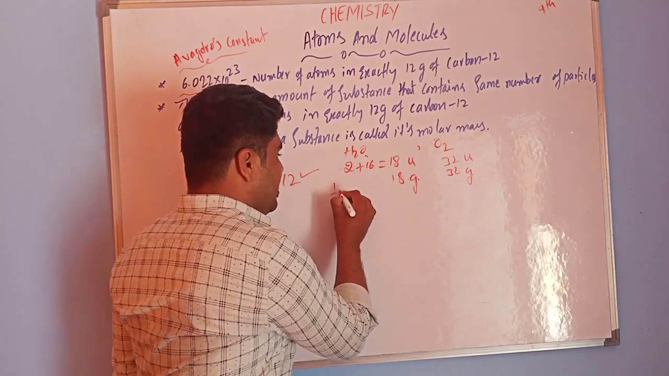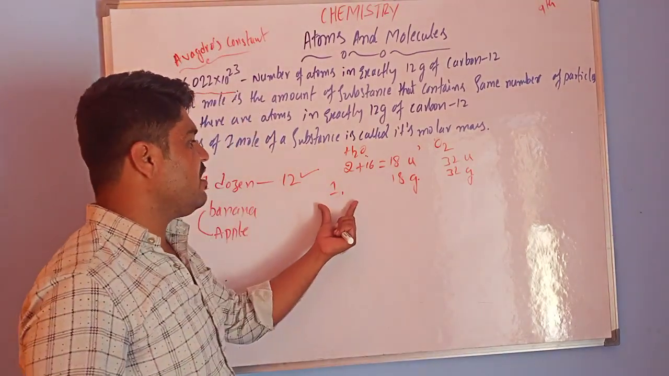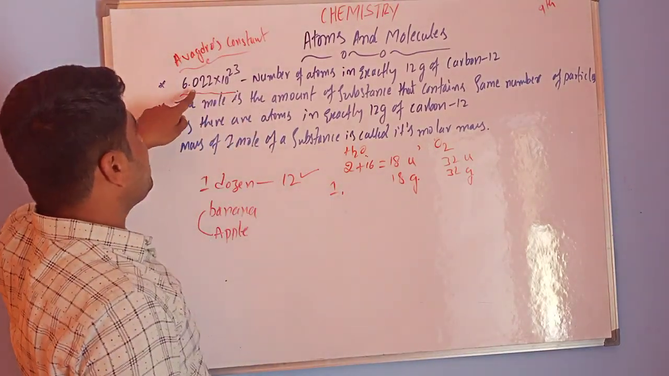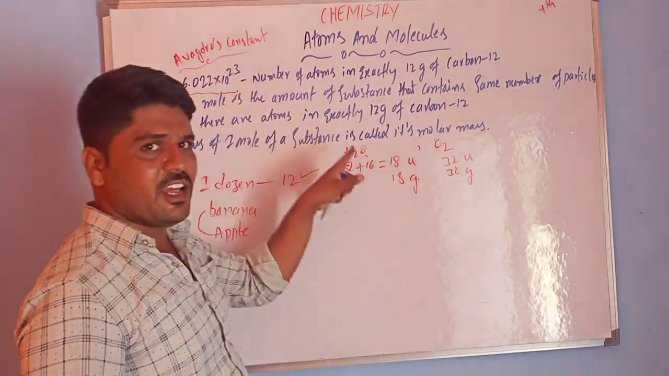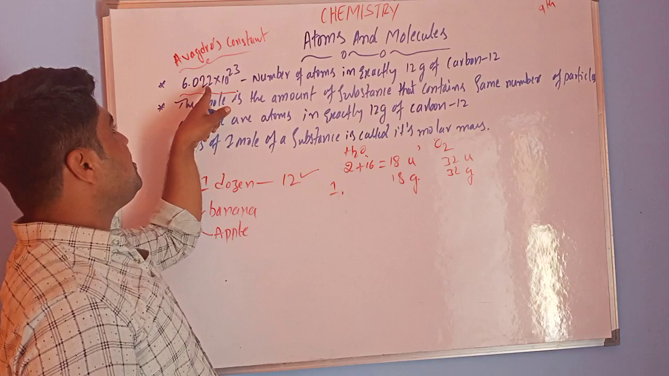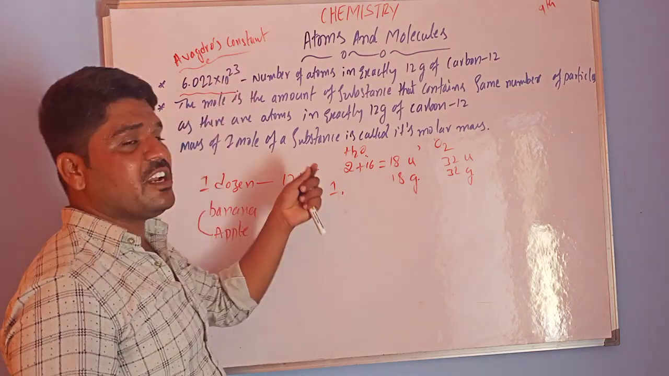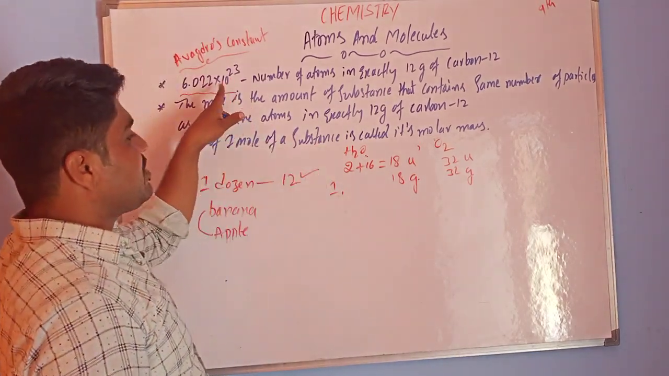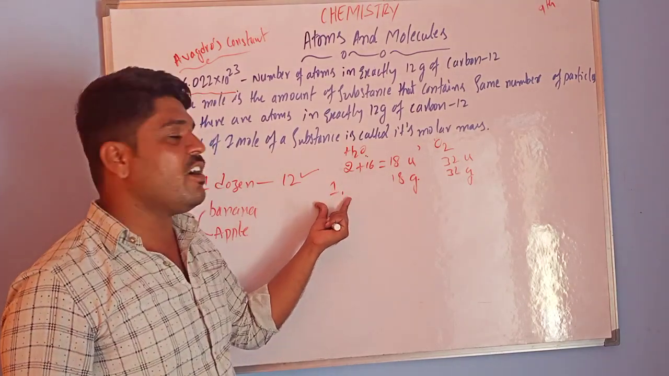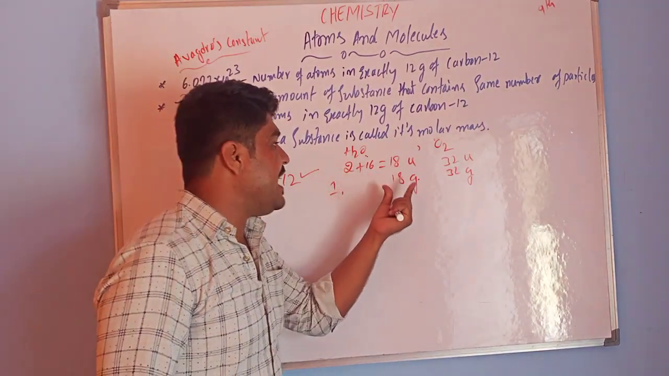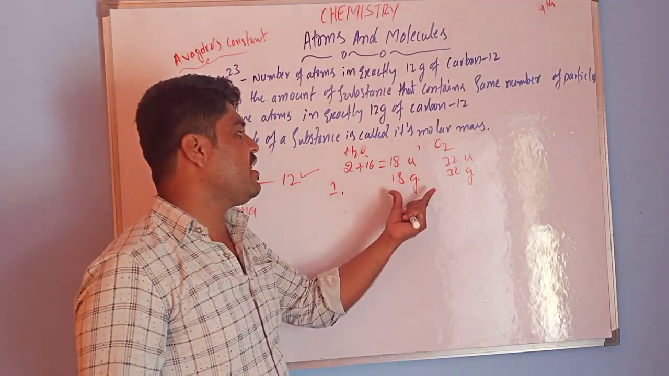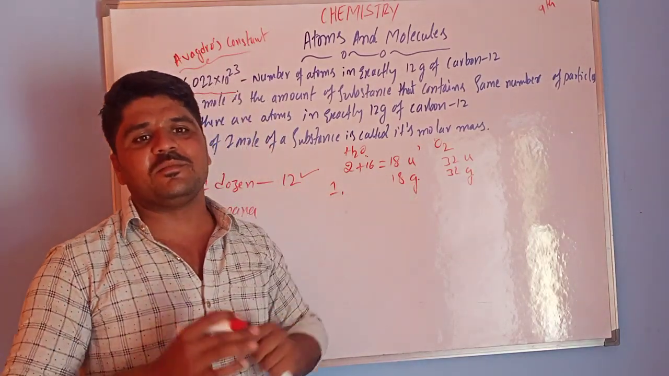So 1 mole of water means 6.022 × 10^23 particles. That means 6.022 × 10^23 water molecules are present in 1 mole of water, that is, 18 grams of water.